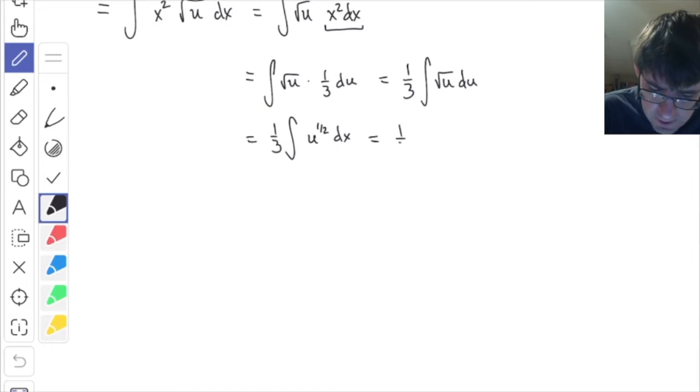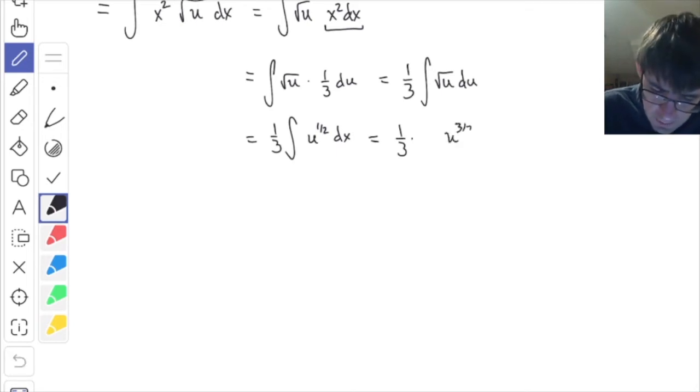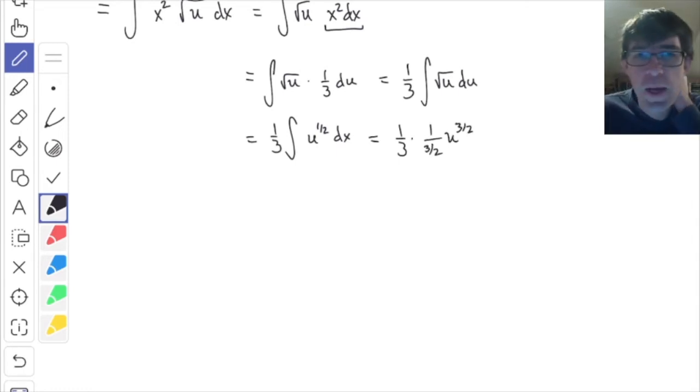The 1/3 stays like it is outside, and then for the exponent, I increase the exponent by 1. So 1/2 becomes 3/2. And then I divide by the exponent like that. 1/(3/2) u to the 3/2 plus c.